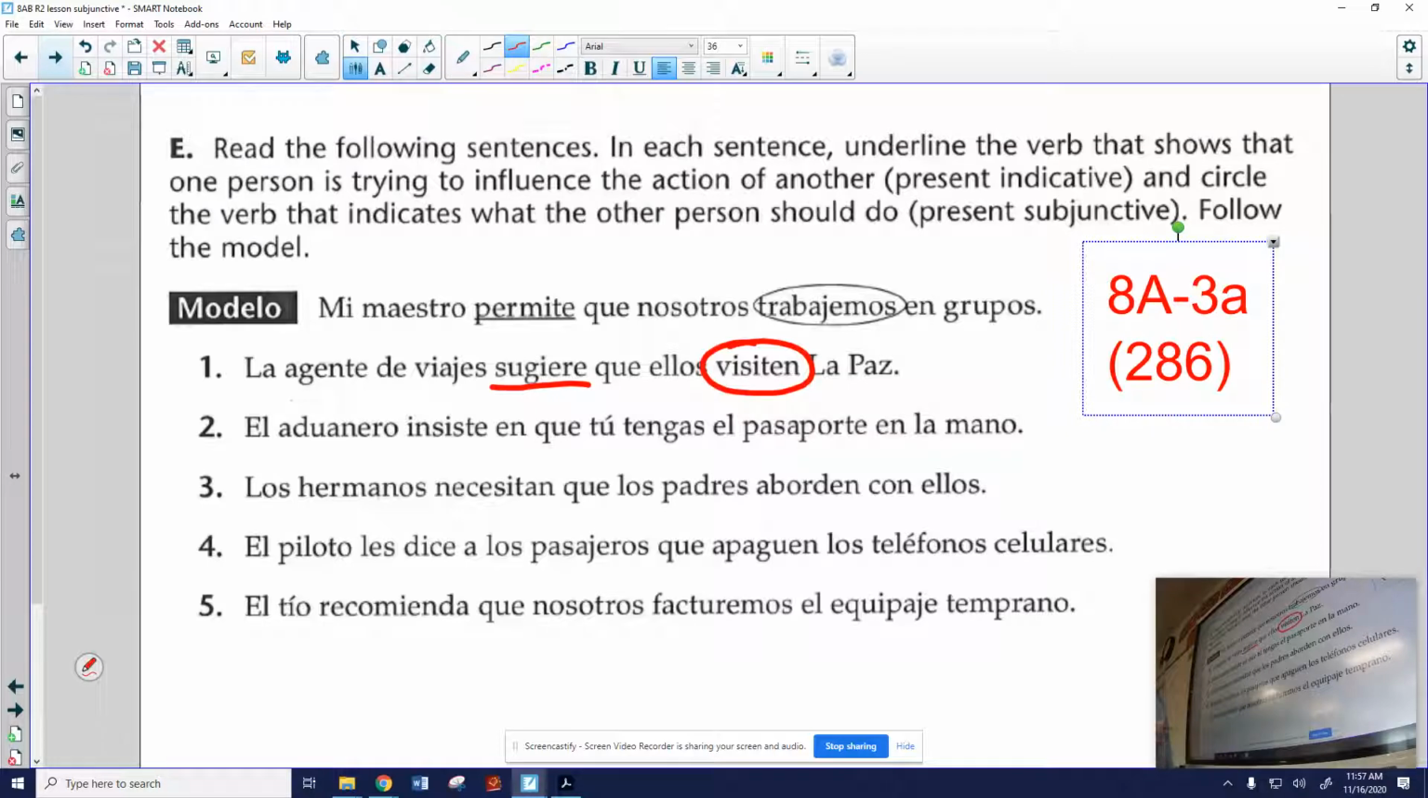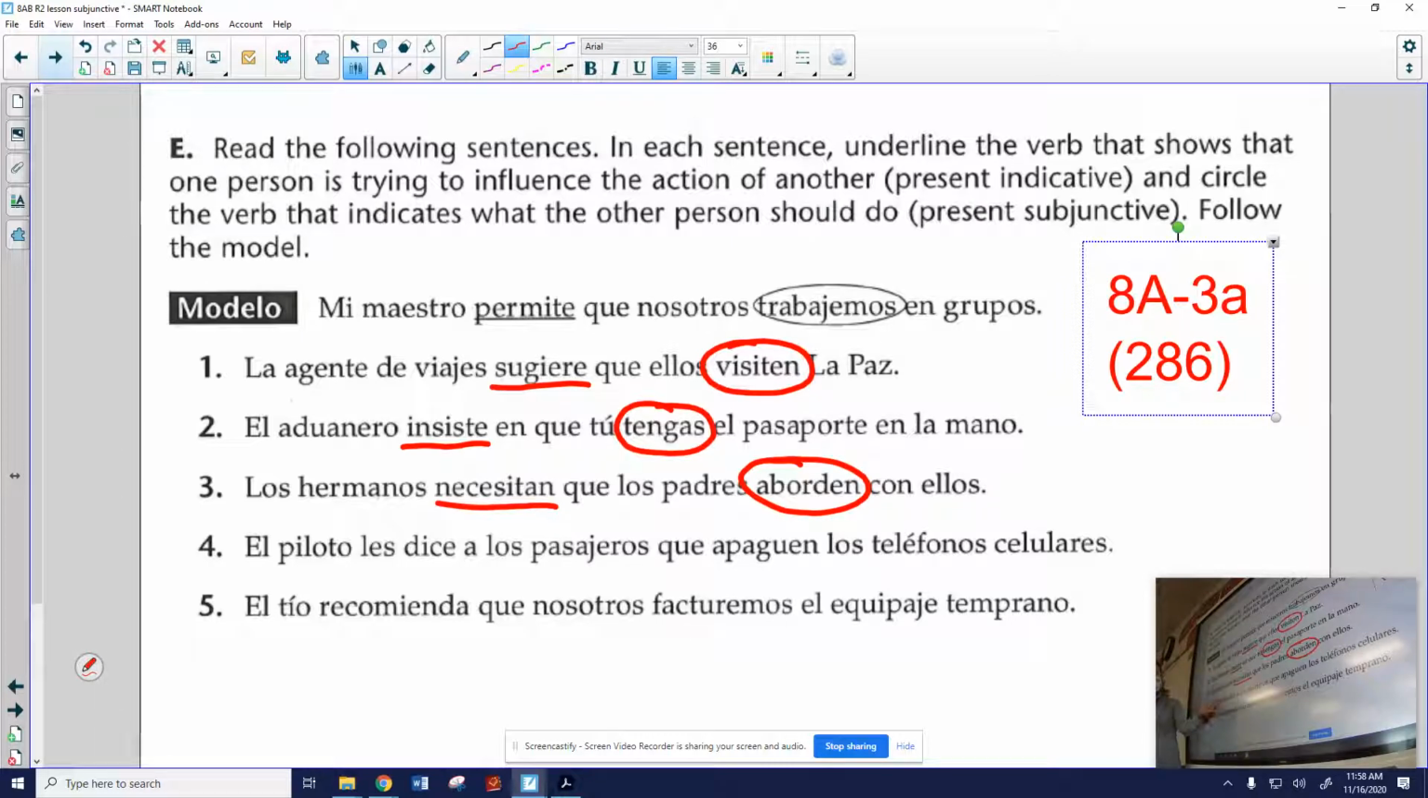Corregimos. The customs agent insists that you have your passport in your hand. Insiste indicates influencing another person, and tengas is what the other person should do. The siblings need that the parents board with them. Necesitan is in the indicative. Abordan is in the subjunctive.